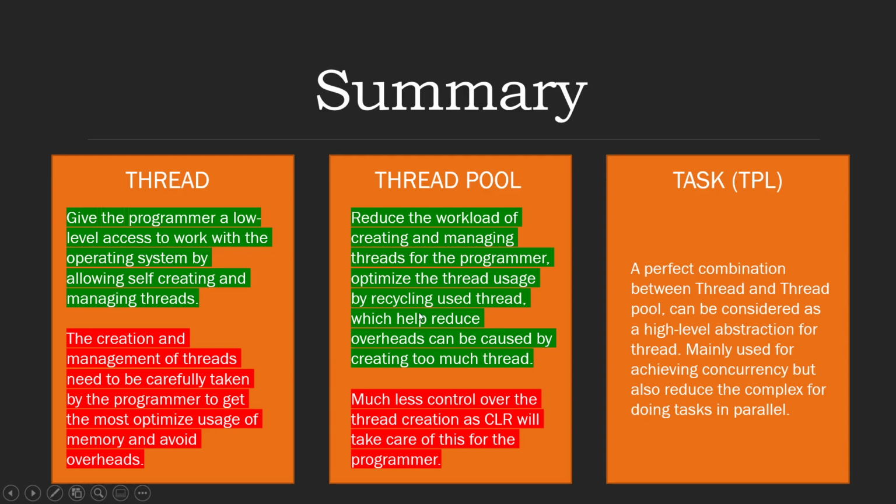While using the thread pool will reduce the workload of creating and managing threads for the programmer, and optimize thread usage by recycling used threads, which helps reduce overhead caused by creating too many threads. The disadvantage of the thread pool is much less control over thread creation, as the CLR will take care of this for the programmer. And the Task Parallel Library is a perfect combination of thread and thread pool, and can be considered a high-level abstraction for thread, mainly used for achieving concurrency but also reducing the complexity of doing tasks in parallel.